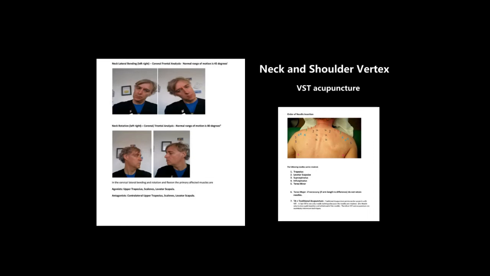In the cervical lateral bending and rotation, the primary affected muscles are, well, the agonist muscle is the upper trapezius, scalenes, and levator scapula. They contract to initiate the movement of lateral bending and neck rotation, while the antagonist muscle is the same muscles, just on the opposite side, the contralateral upper trapezius, scalenes, and levator scapula. So those would be the muscles to release for restriction of lateral bending and lateral neck rotation.